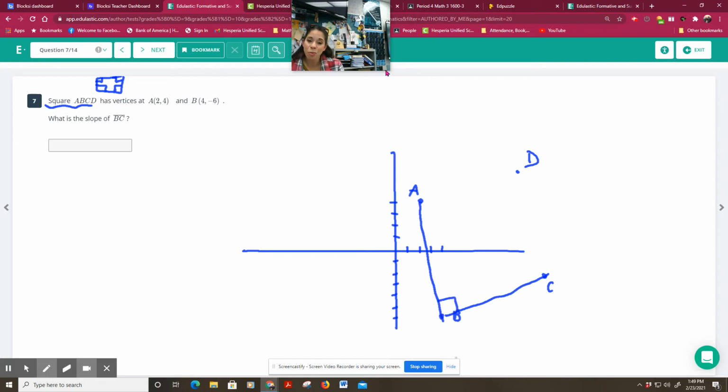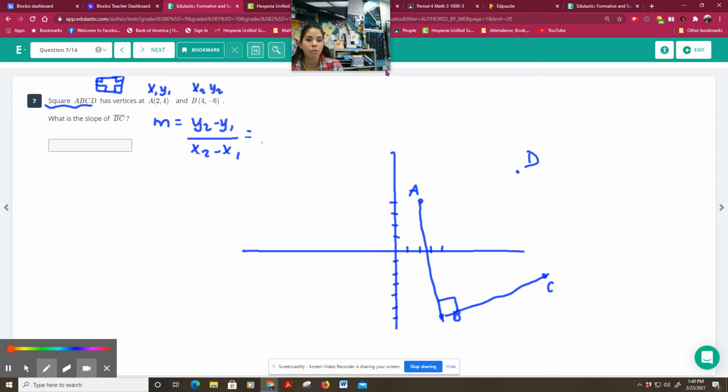Well, because it's a square, side AB and BC are perpendicular to each other because that's what it means to meet at a 90-degree angle. So I have to find the slope of AB, find its opposite reciprocal, and then that's the slope of BC. So let's start by using the slope formula. M equals y2 minus y1 over x2 minus x1. A is my x1, y1. B is my x2, y2.